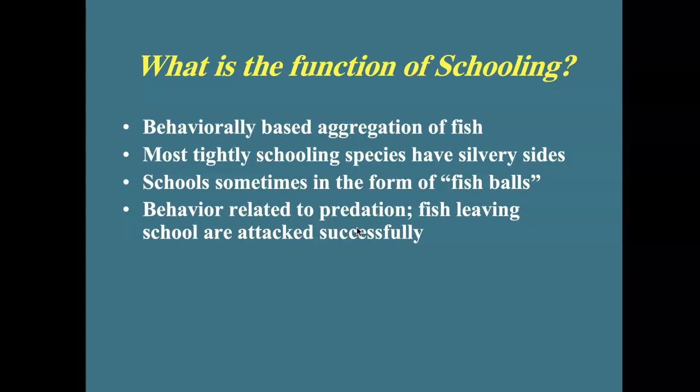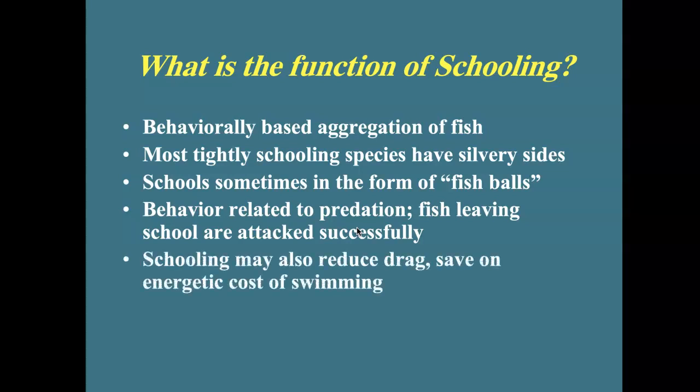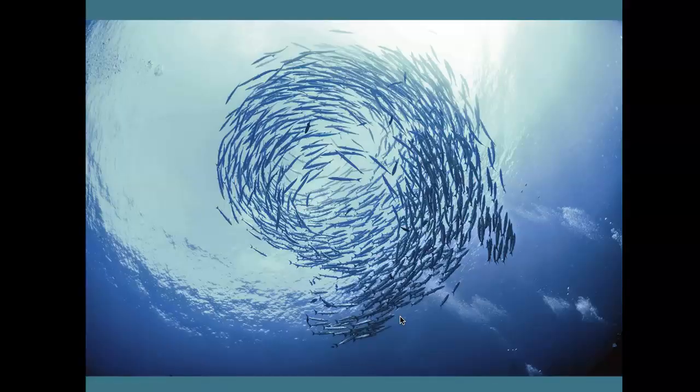So you'll see, though, that fish don't only school when there's a predator involved. There are other reasons that they will school. So one of them is that schooling can help to reduce drag a little bit, so it saves on the energetic cost of swimming. Almost like when migratory birds are flying in formation, fish will school for the same purpose.